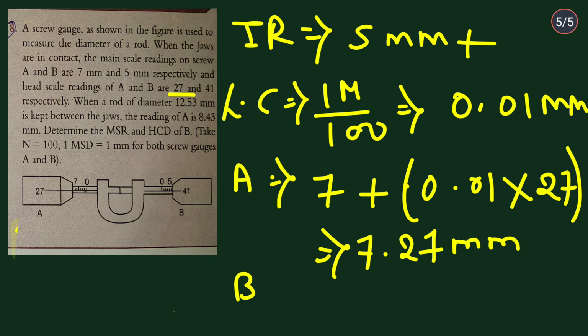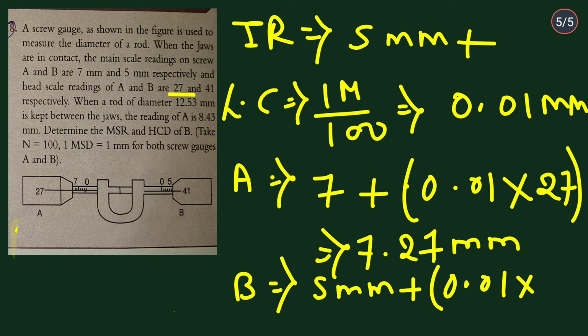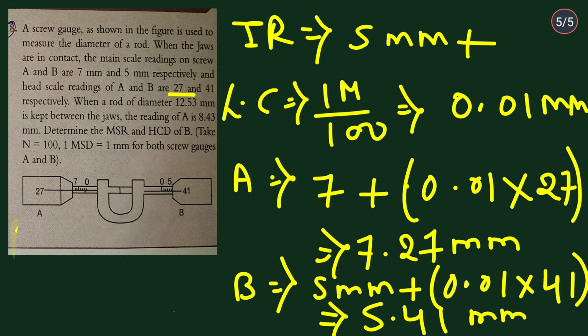Similarly, for B, the main scale reading is 5 millimeter plus least count 0.01 into the head scale division, 41. So the initial reading of B is 5.41 millimeter.